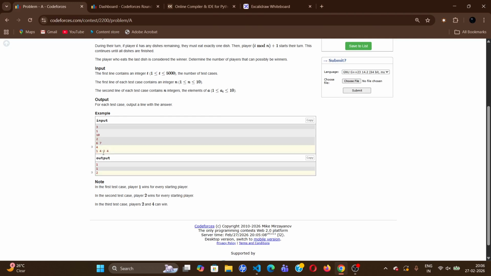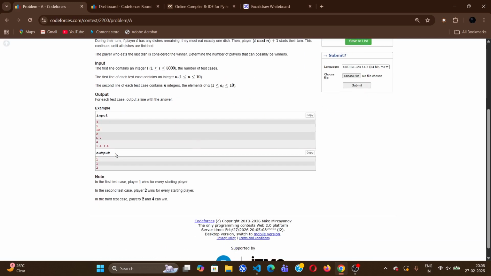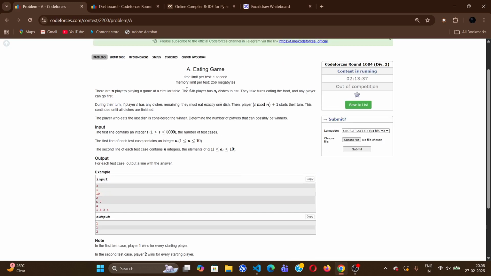But then the player who has the maximum. Okay, so 1, 2, 3, 4. The ith player has a_i dishes. They take turns each eating food. Any player can go first. During their turn, if the ith player has dishes remaining, they must eat one.